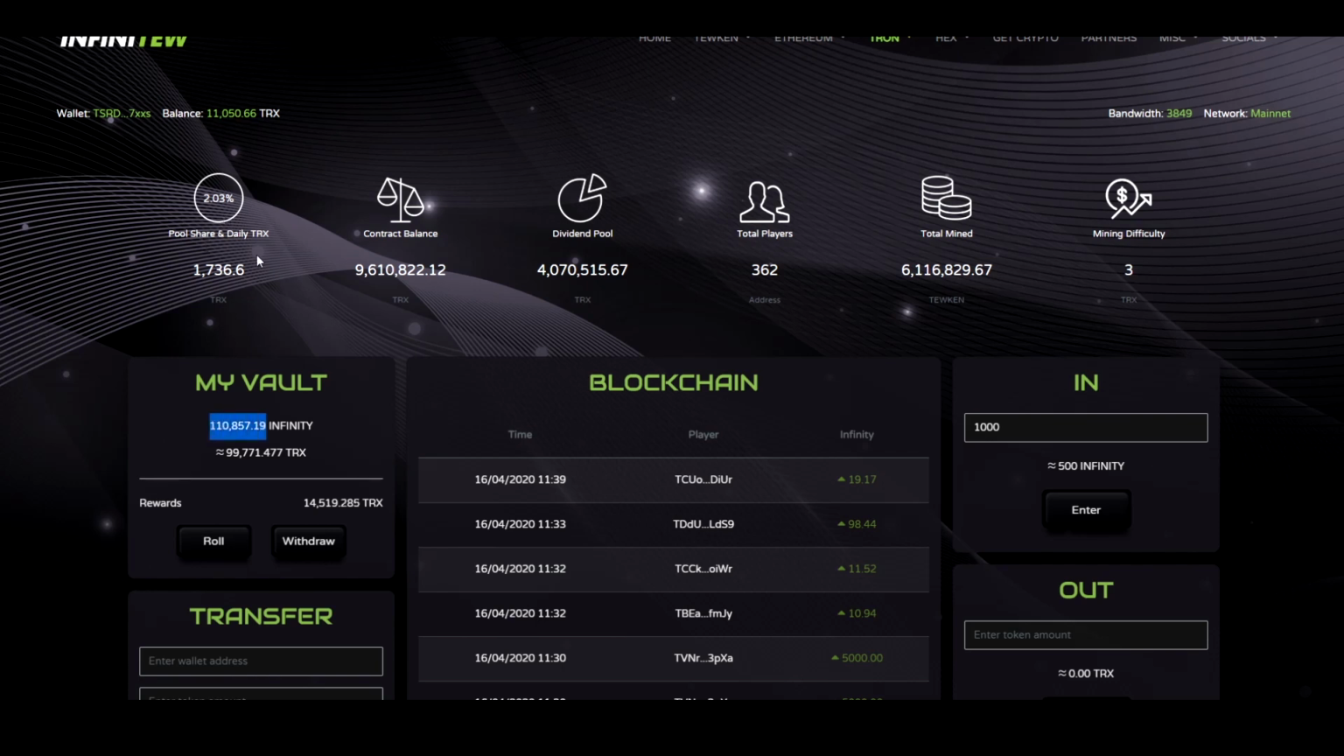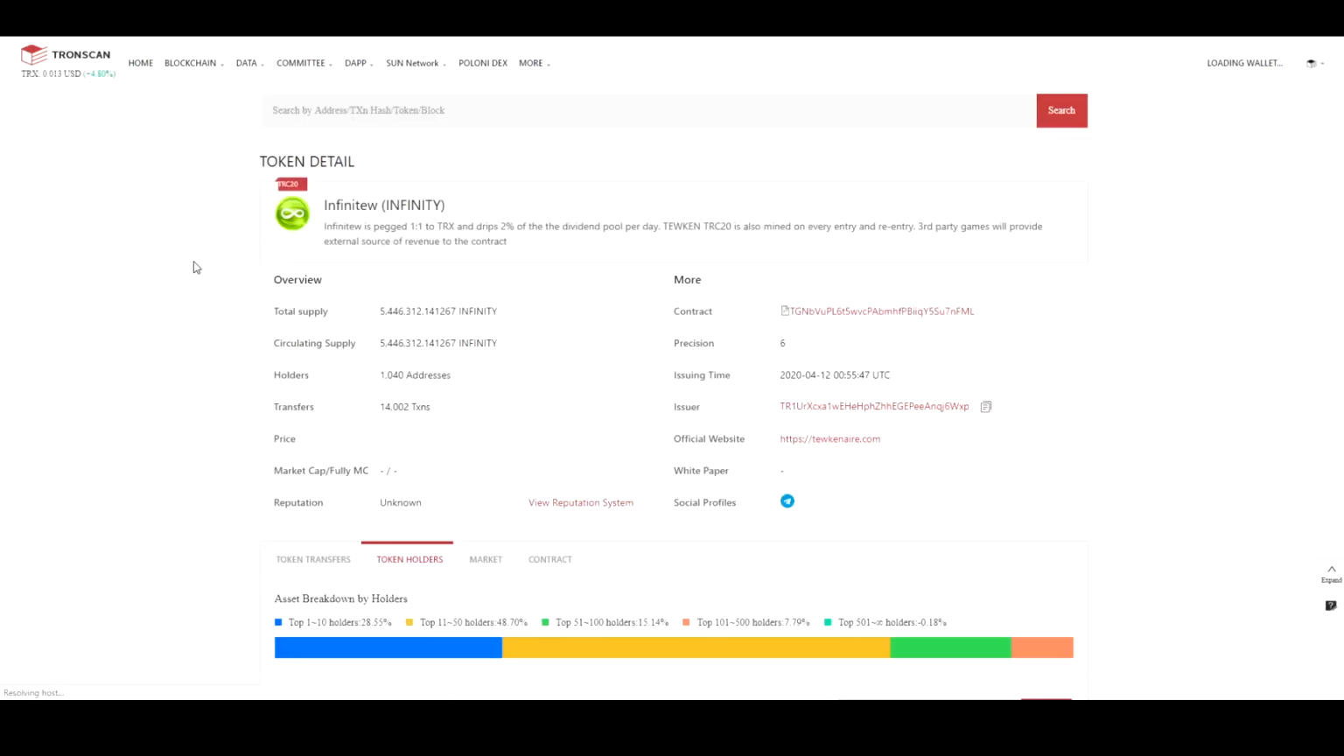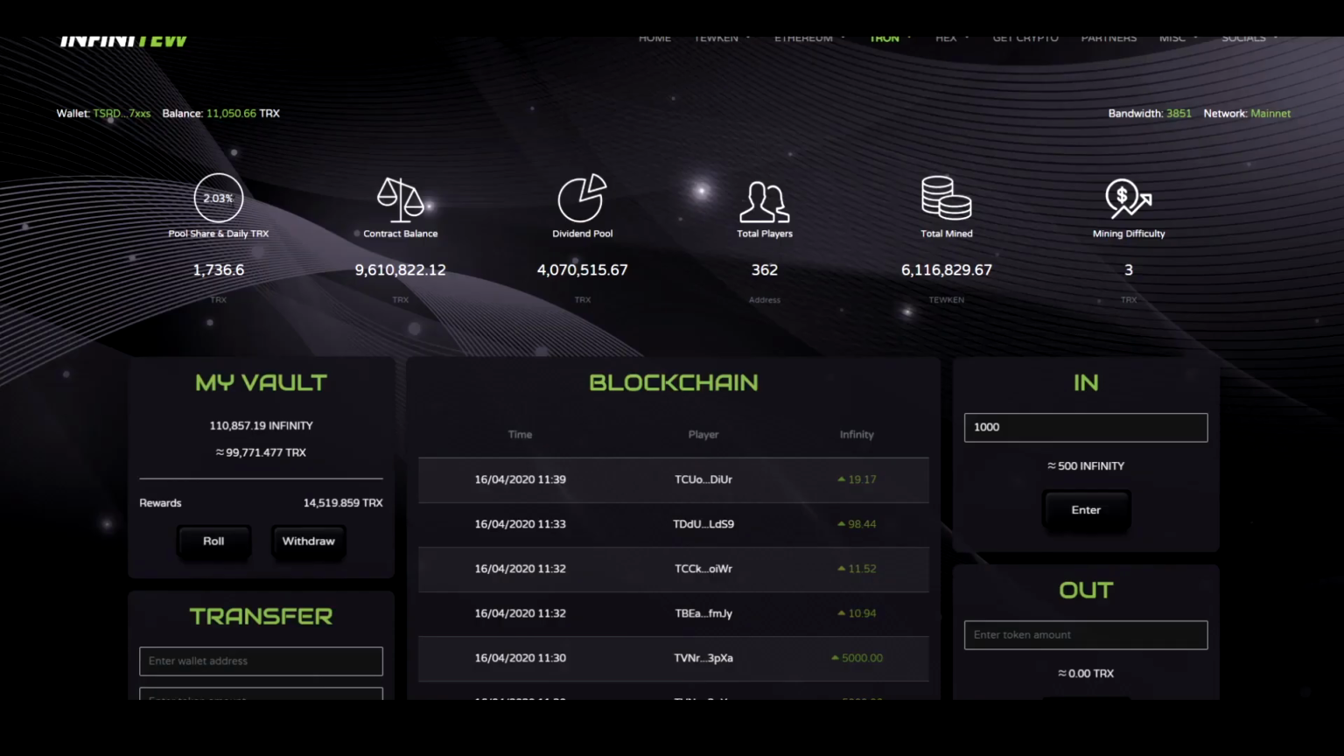This number is based on how many Infinity exist. The amount of Infinity that exists is a fluctuating number. It can go up and down. As people go into the contract, more Infinity is printed. As people exit the contract, Infinity is burned. So as more people roll and play, this number will go down if I don't roll and play.